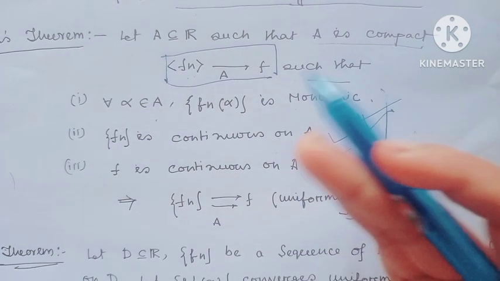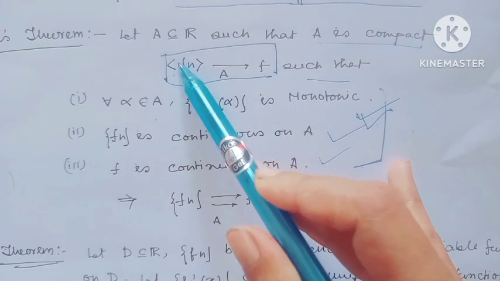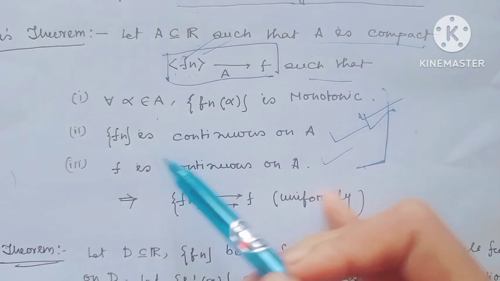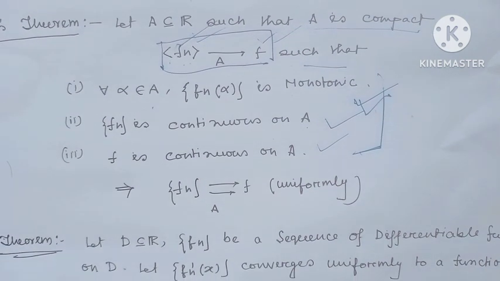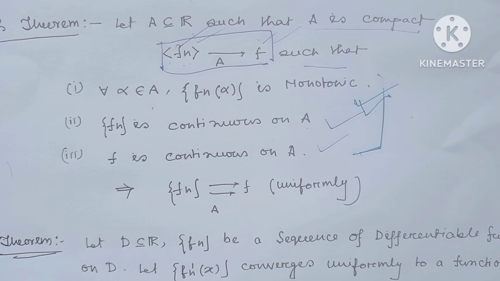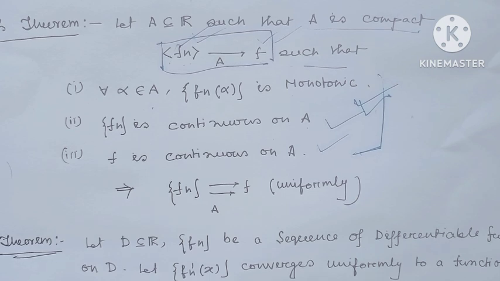Monotone means either monotone increasing or monotone decreasing. If the sequence of function Fn is continuous and F is also continuous, then by Dini's theorem Fn converges to F uniformly. By this theorem, we can check any sequence of function for uniform convergence.